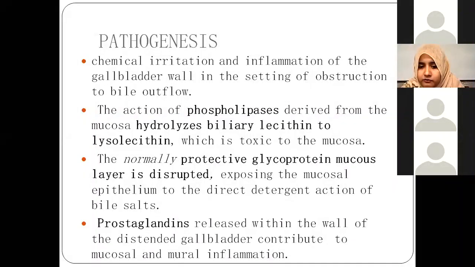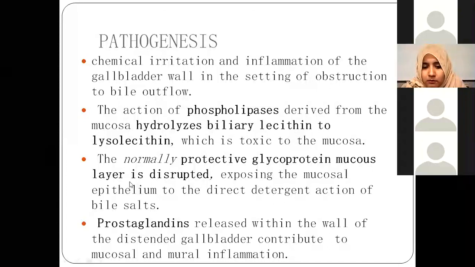And then come phospholipases. Phospholipases are derived from the mucosa. Phospholipases have the function to hydrolyze biliary lecithin to lysolecithin, which is itself toxic to the mucosa. See what happens: there is inflammation, that inflammation causes the mucosa to secrete phospholipase, and this phospholipase hydrolyzes biliary lecithin to lysolecithin, which is itself toxic to the mucosa. So it's a sort of vicious circle, a positive feedback mechanism that keeps carrying on, and it induces more inflammation and more changes in the mucosa of the gallbladder in the acute stage.